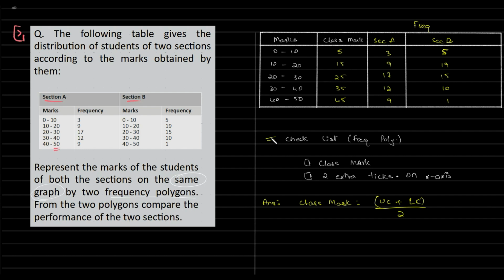Right? So I made a checklist so that you guys don't forget this. That is the class mark, and 2 extra ticks on the x-axis. We'll be doing this later, at the end actually. So this is all that is required for the graph.